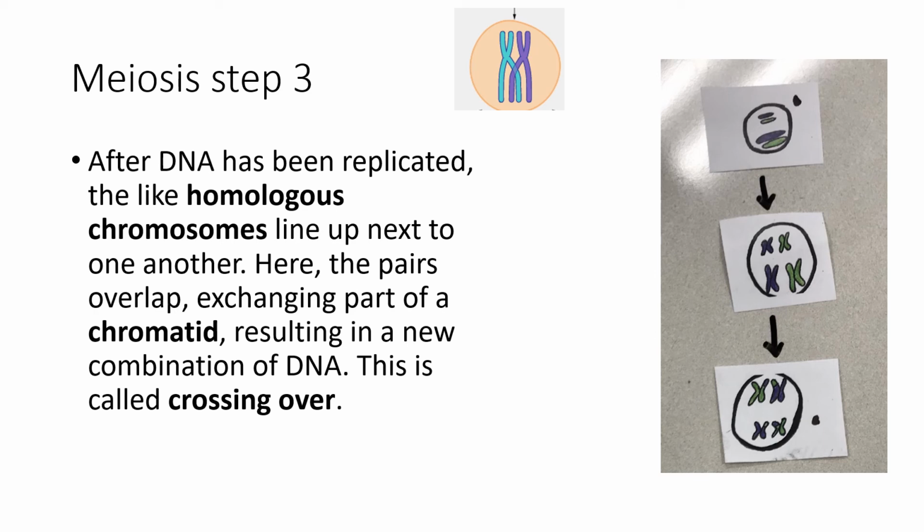So after DNA has been replicated, we went from 4 chromosomes to 8 chromosomes. We just made copies of every single one of those chromosomes. After DNA has been replicated, the homologous chromosomes line up next to one another. Here, the pairs overlap, exchanging part of a chromatid, resulting in a new combination of DNA. This is called crossing over.